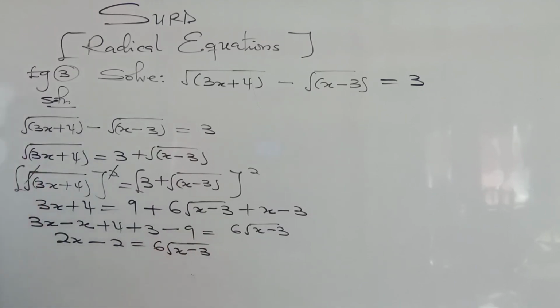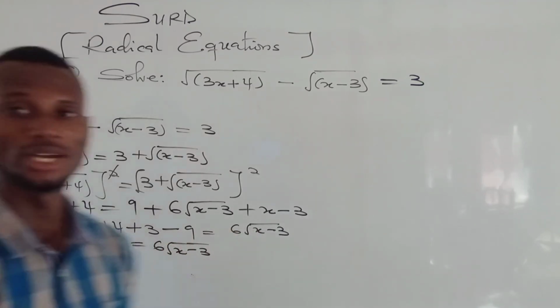So we just simplify what we have. 3s minus s gives 2s. Positive 4 plus 3 gives 7, and the 7 minus 9 gives minus 2 equals to our 6 root s minus 3. So that's what we did.